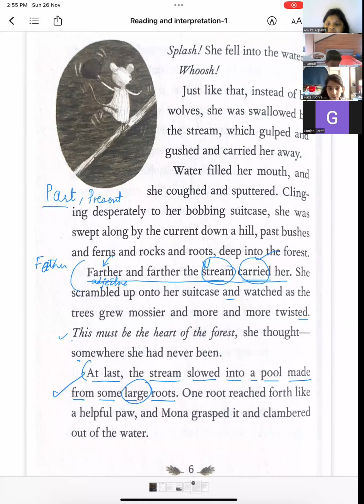Okay. Now, at last the stream slowed into a pool made from some large roots. Try to understand. At last, the stream slowed into a pool made from some large roots. So the flowing water will definitely end somewhere. Hai ki nahi? It is going to collect somewhere.